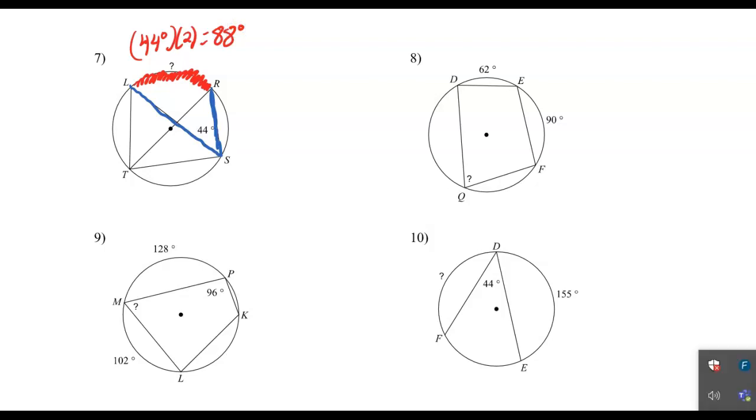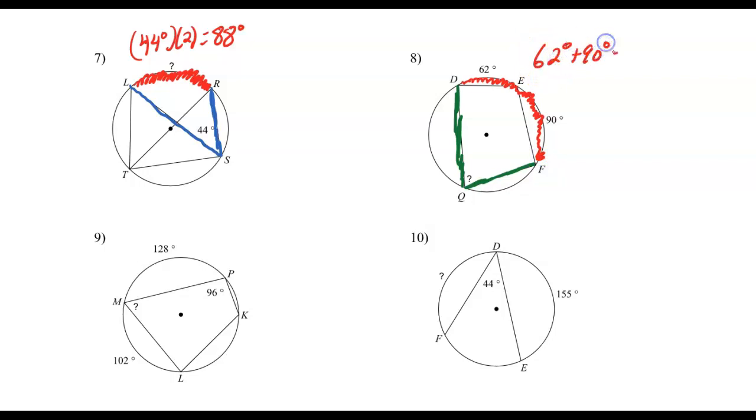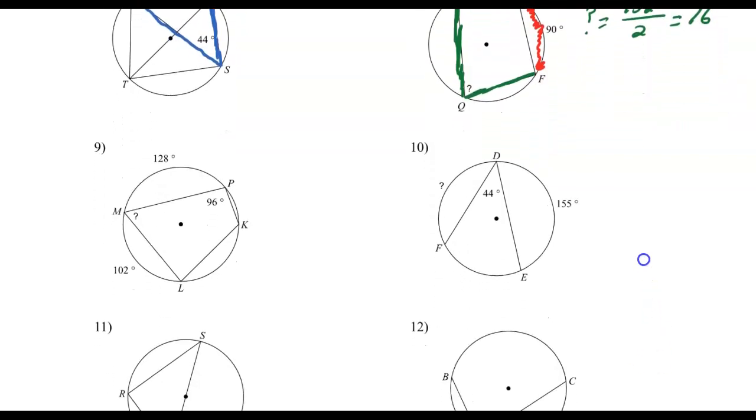Again, I'm going to trace this angle. And that angle hits this arc going all the way around in red. So I'm going to add 62 plus 90. So 62 plus 90 on my calculator is 152. Then to get the inscribed angle, I will take half of 152, which is 76 degrees.